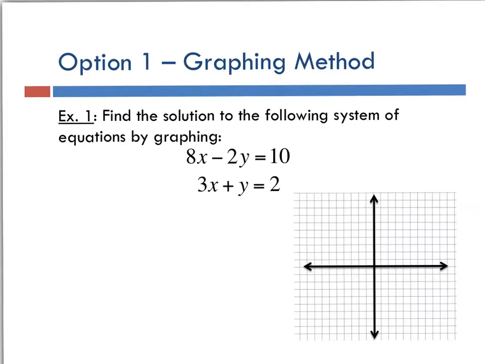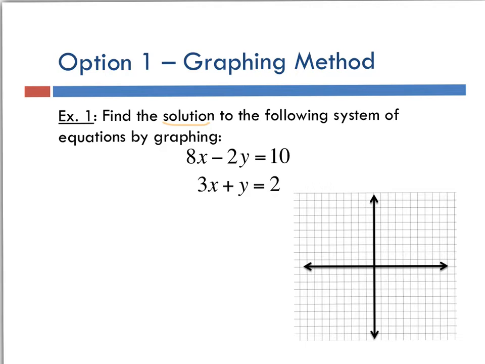So our first example, option 1. There's going to be 3 options. I like calling them options because by the end of the week you're going to be able to choose what option you want to do. And this is the graphing method. So first, example 1, find the solution. So that's what we need to find. So let me underline that. Find the solution of the following system of equations by graphing.